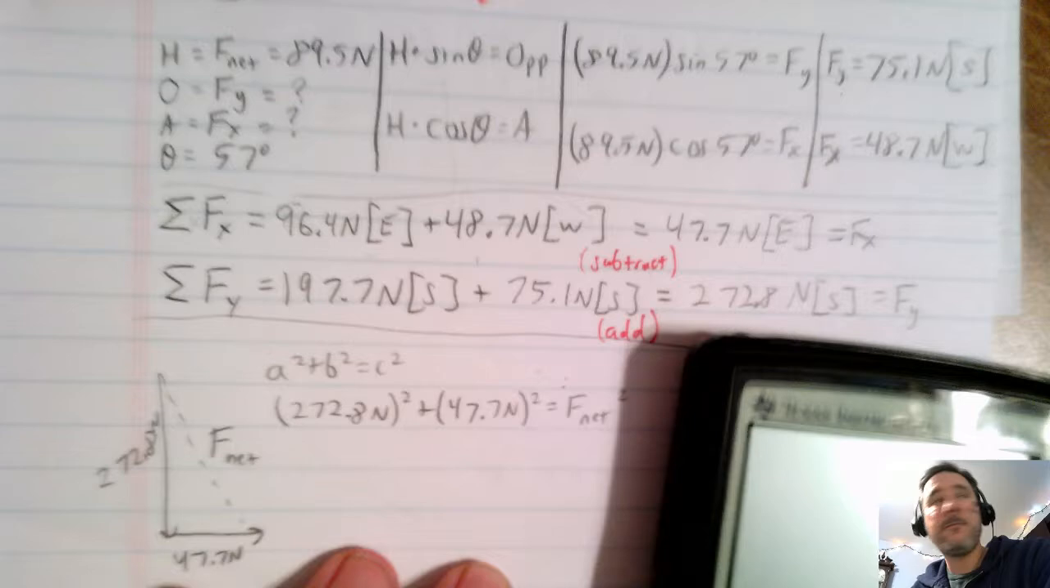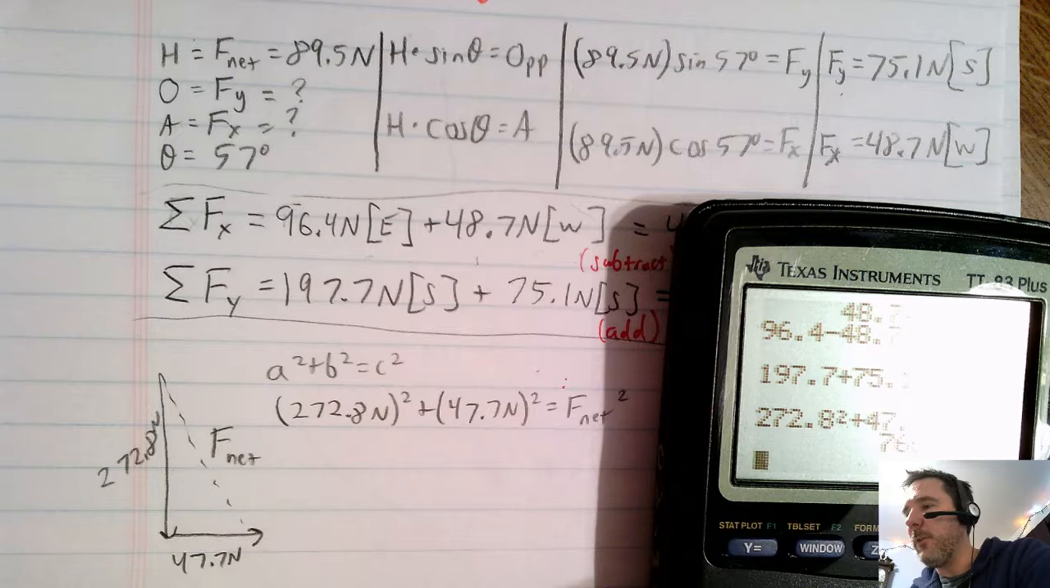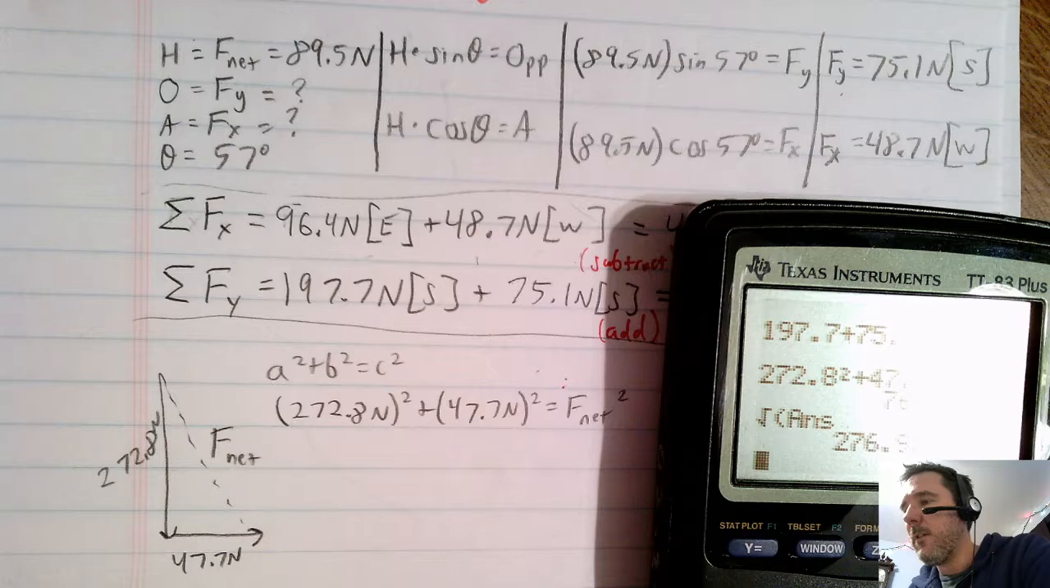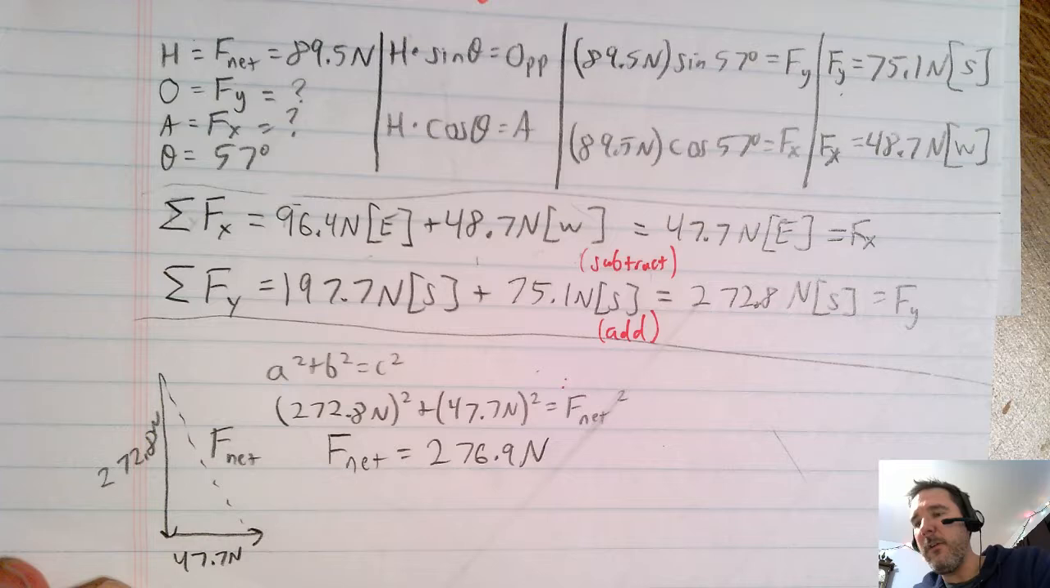All right, my big old head's going to get in the way probably, but that's all right. So 272.8 squared plus 47.7 squared, and big old number, and take the square root of that number. So good. I'm glad you think it's easy. I really do. So my final F net is 276.9 newtons.